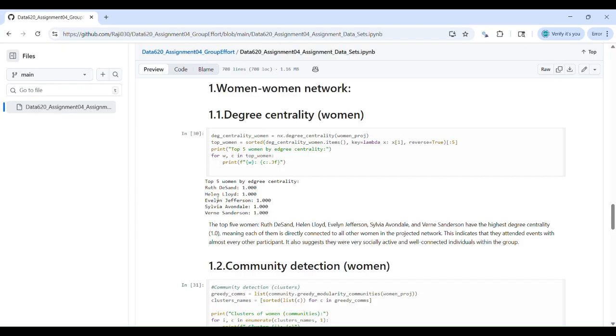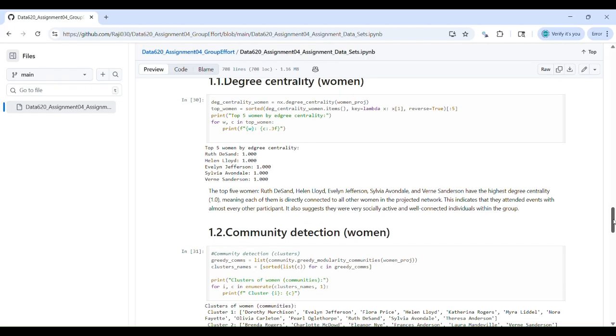The first one is Ruth DeSand, the second one is Helen Lloyd, and then Evelyn Jefferson, and so on. The top five women here have the highest degree centrality, which means that each of them is directly connected to all other women in the projected network. This indicates that they attended events with almost every other participant, and it also suggests that they were very socially active and well-connected individuals within the group.